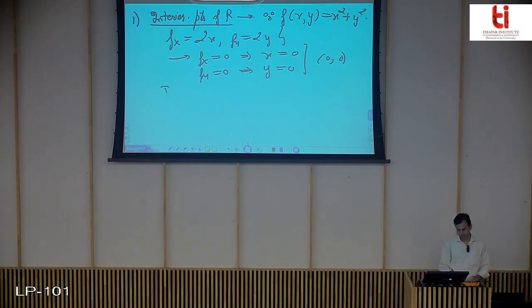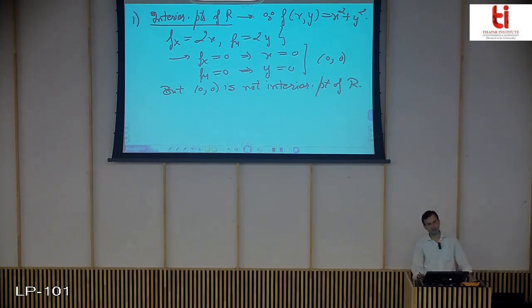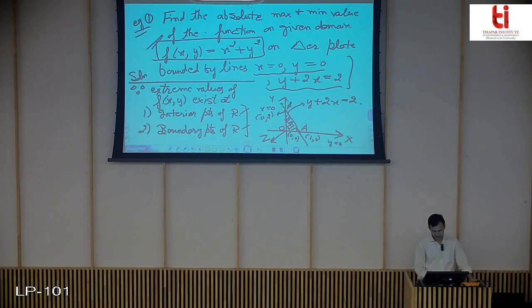But (0, 0) is not an interior point of region R. It is a boundary point. Here we have seen (0, 0), it is a boundary point.